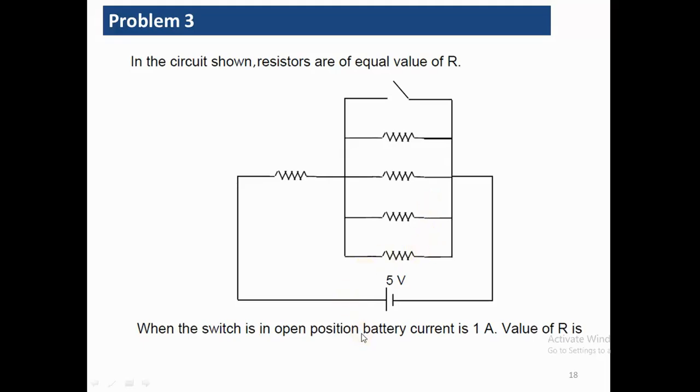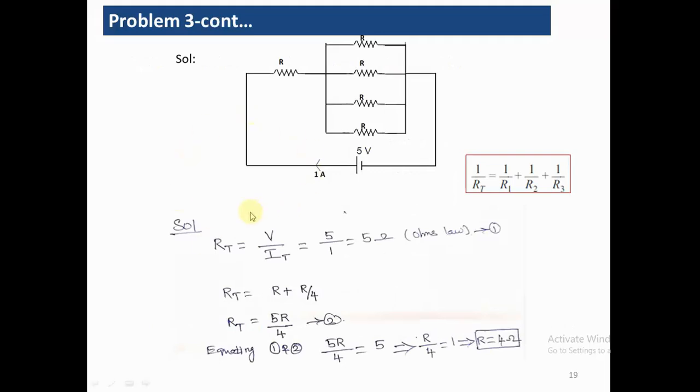Now let us see one more problem where resistors of equal value R are connected. What is the value of R when the switch is in the open position? The battery current is 1 amp, and the battery voltage is 5 volt. Let's see when the switch is in the open position. We know that here four resistors are connected in parallel, and we know the total resistance formula: 1 by RT is 1 by R1 plus 1 by R2 plus 1 by R3 plus 1 by R4. So the equivalent resistance is going to be R by 4.